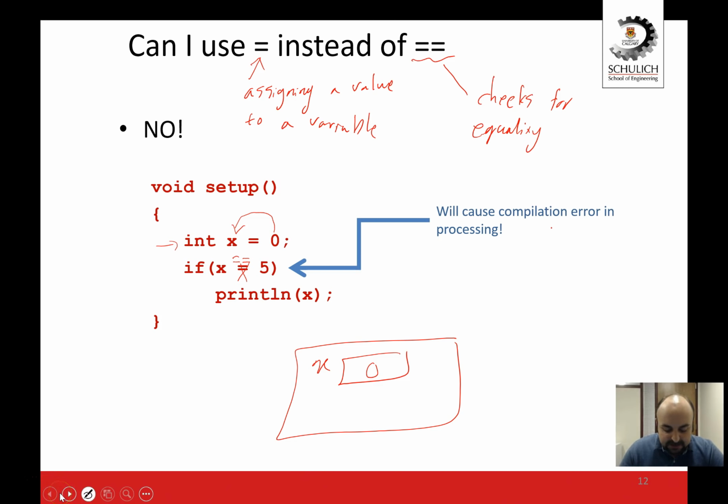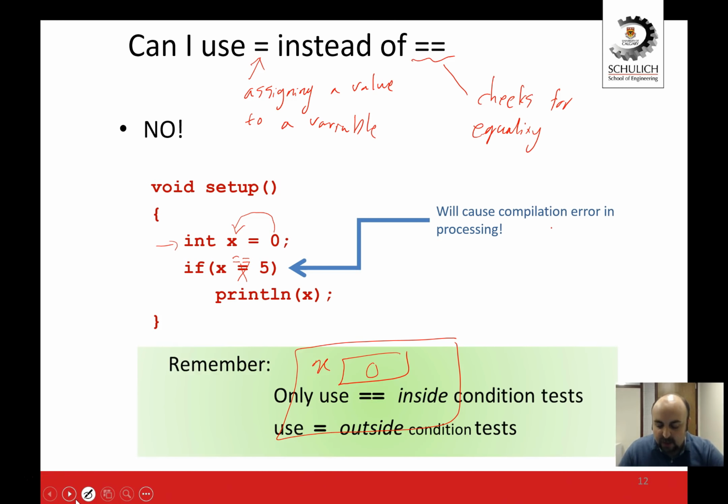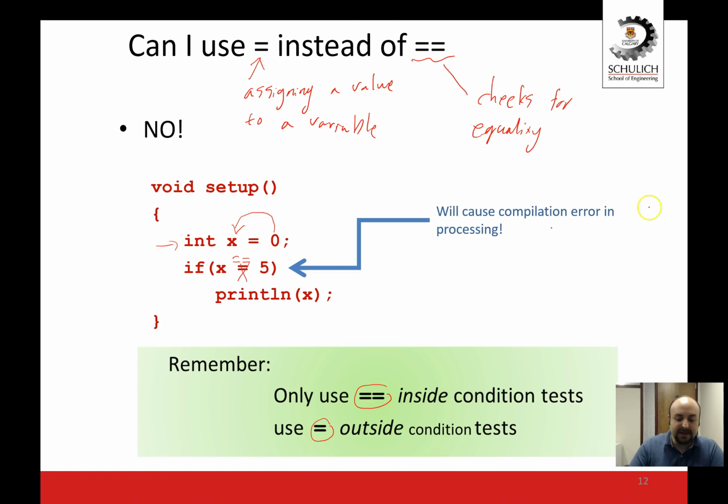So they mean completely different things, and you don't want to do that. So basically, rule of thumb: you want to use the double equal sign inside the condition tests and use the single equal sign outside the condition test. So this is quite important.